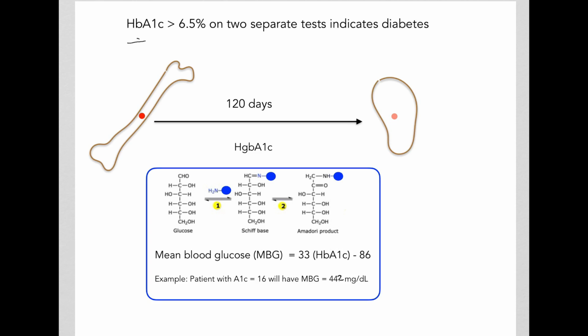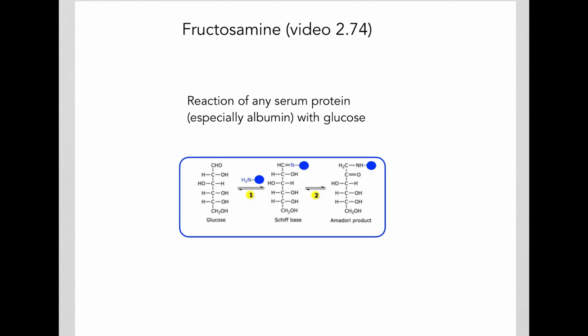If the A1c value is greater than 6.5 on 2 separate tests, that means that person most likely has diabetes. So the A1c test today is one of the best tests for diagnosis of diabetes. Okay, so that's the A1c test. Let's talk a little bit about fructosamine that we first mentioned in video 2.74.